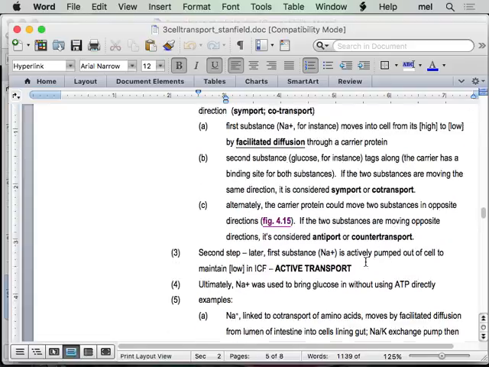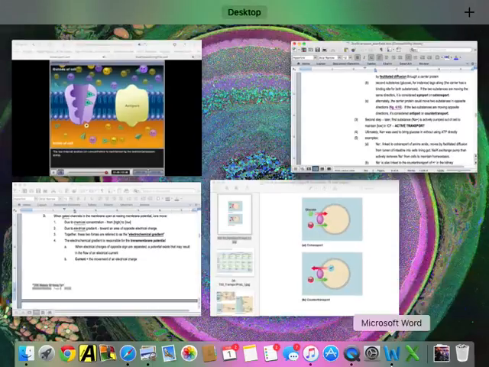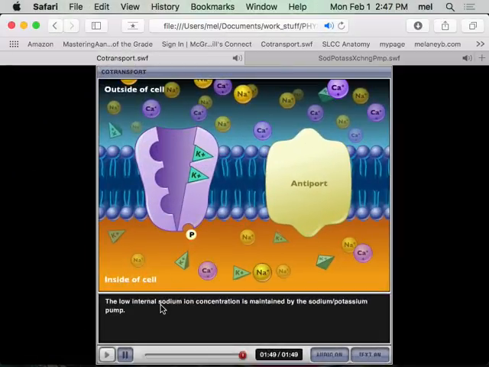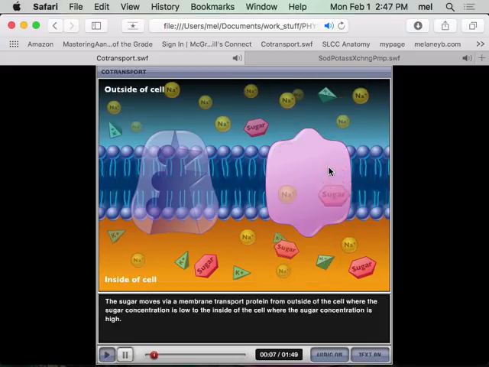So I'm going to show you an animation. Ultimately what you're trying to do is bring something desirable into the cell without expenditure of ATP directly. Okay, let me show you an animation. This is the co-transport. The thing I don't like about this animation is that they don't show you the binding sites, because this has shape-specific binding sites for sodium and the sugar, the glucose.